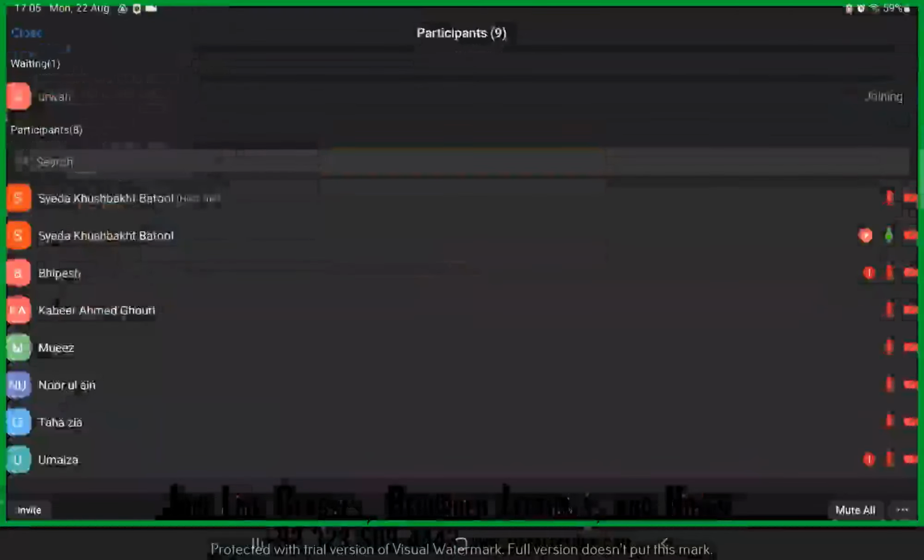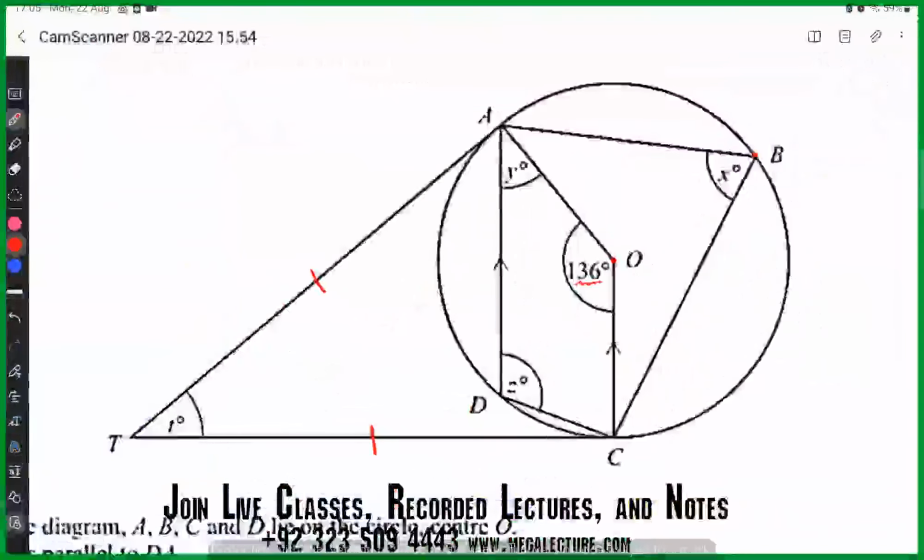I got one answer. I think all of you can respond to this. 136 divided by 2 is going to give you 68 degrees. Very good. So X is basically 68 degrees. X is going to be 68 degrees.